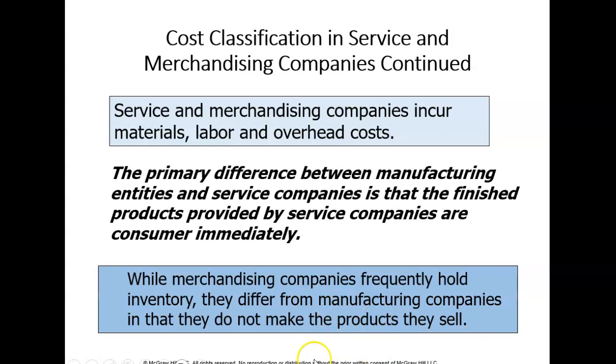Merchandising companies frequently hold inventory. They differ from manufacturing companies in that they do not make the product they sell. So a lot of your merchandising companies, such as a Nordstrom, do not actually make products. They buy them from the manufacturing companies, whether it's Ralph Lauren, Hugo Boss, etc. Okay?